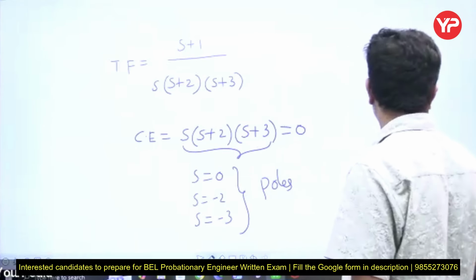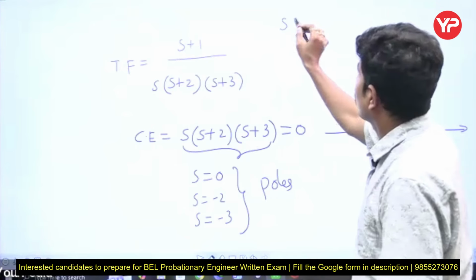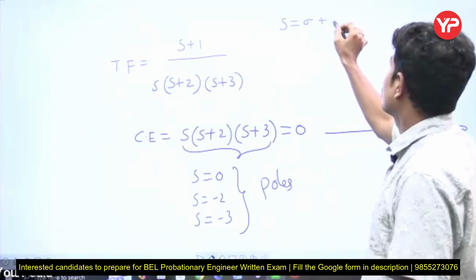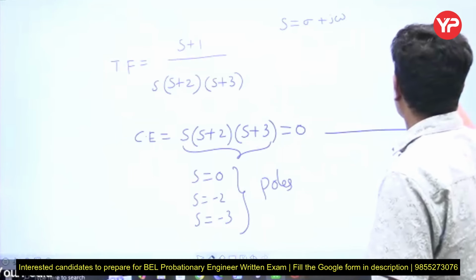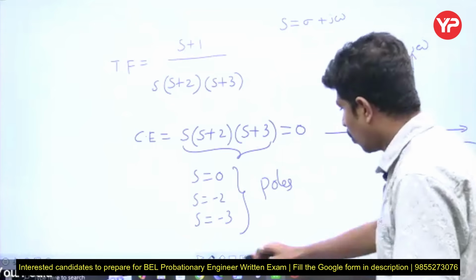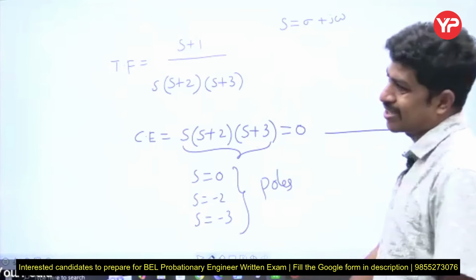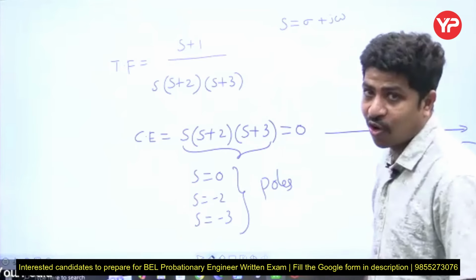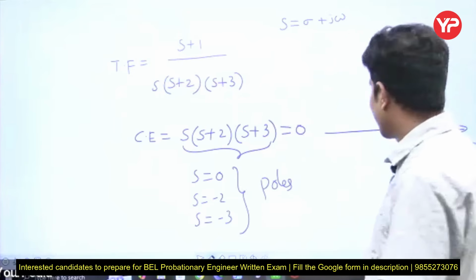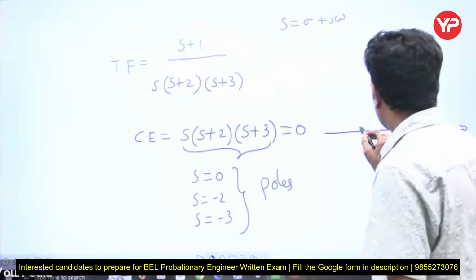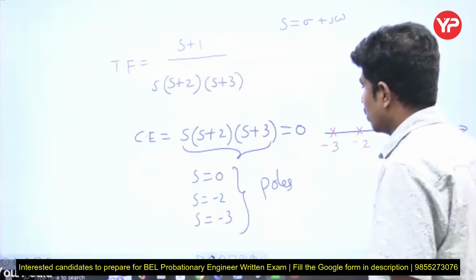How are poles represented? S is equal to sigma plus j omega. Sigma is the real part and j omega is the imaginary part. Now it is having 3 poles. One pole is at the origin. A pole is represented with a cross symbol. Why? If you put the pole value, the transfer function will become infinite, which is practically not possible. That's why this is minus 2 and this is minus 3.